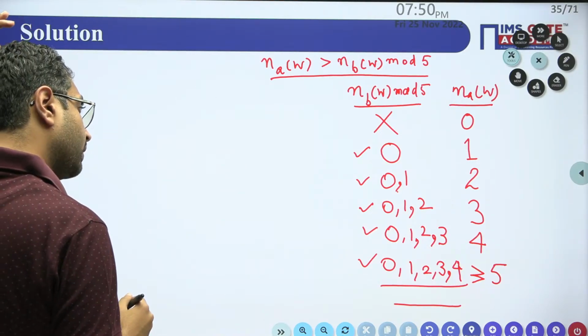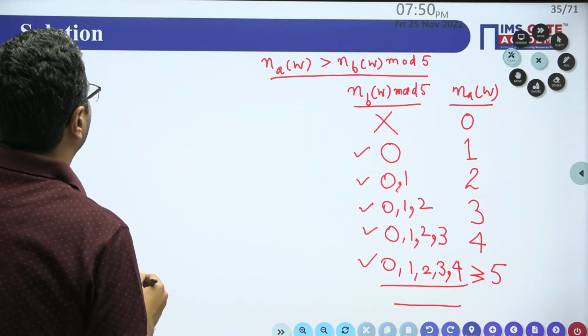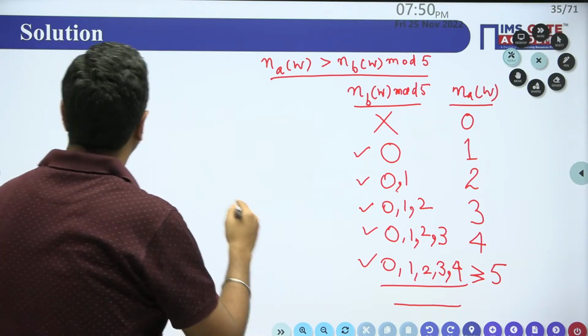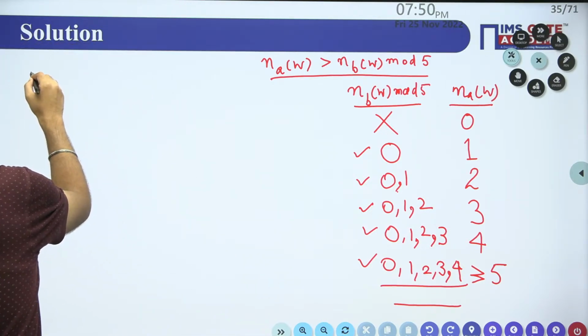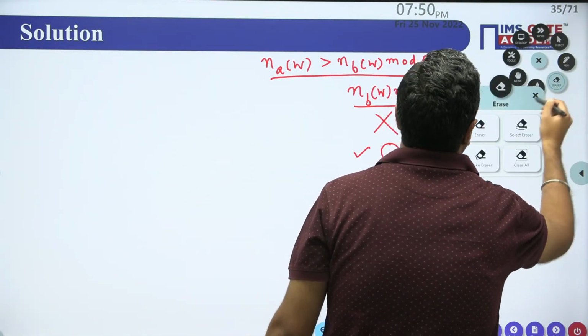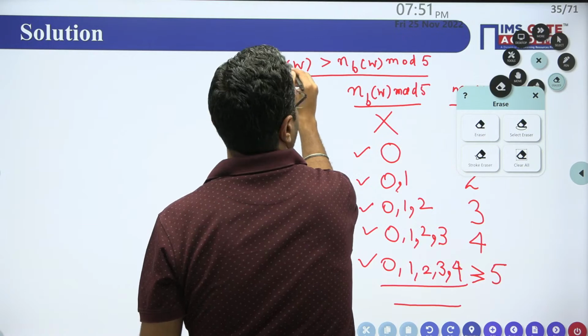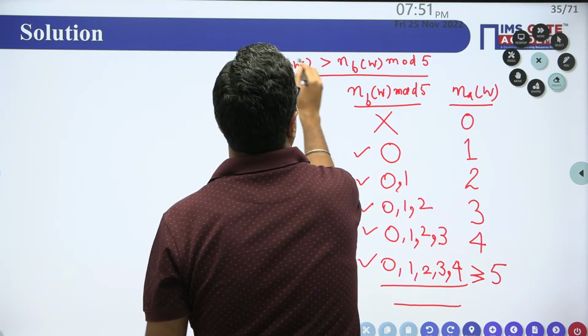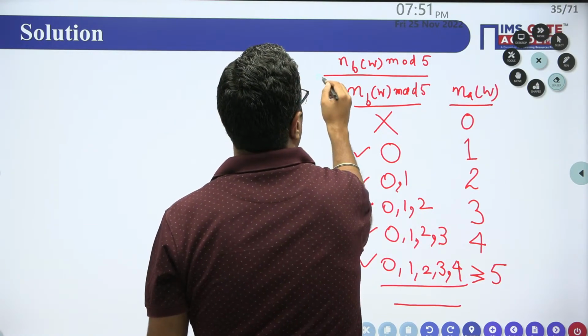So over here, what I'll do is, again, I will draw. Just a second, I'll require more space to draw this. I will erase this part. I'll write it smaller.